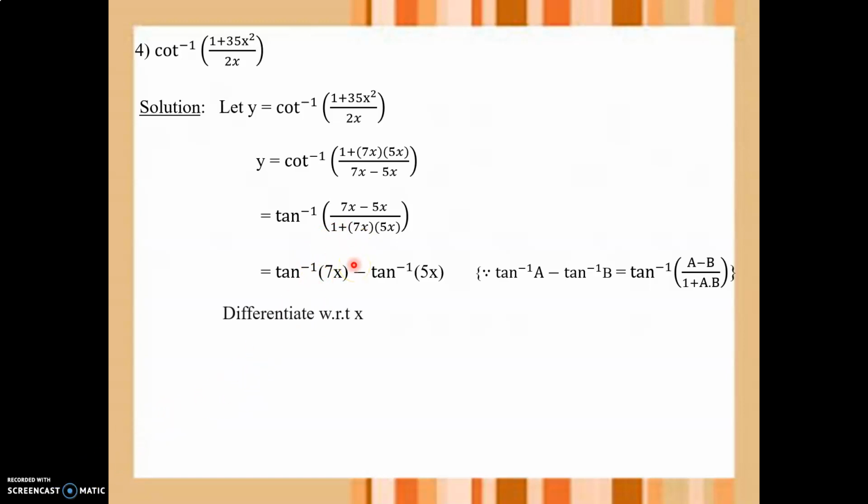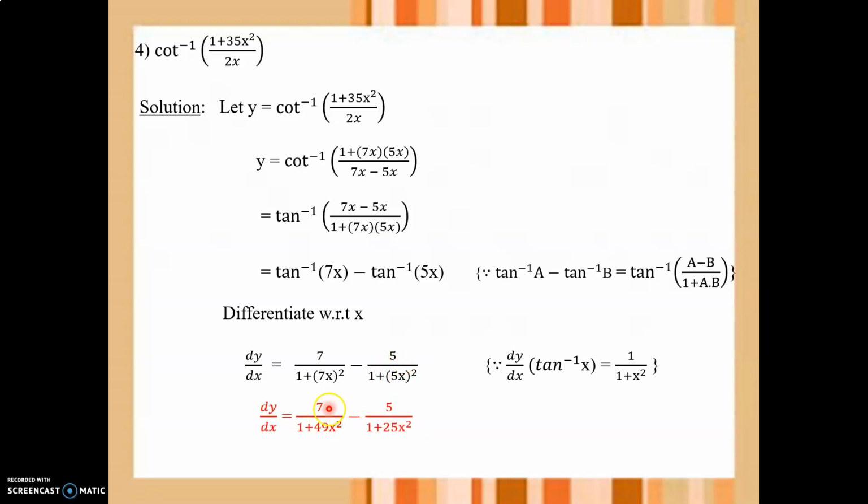Now we can take derivative with respect to x. So dy upon dx is equal to the derivative of tan inverse of 7x, which is 1 upon 1 plus 7x whole square, and the derivative of 7x is 7, minus 1 upon 1 plus 5x whole square into 5. In the next step you can write this as 7 upon 1 plus 49x square minus 5 upon 1 plus 25x square. This is the final answer for this question.